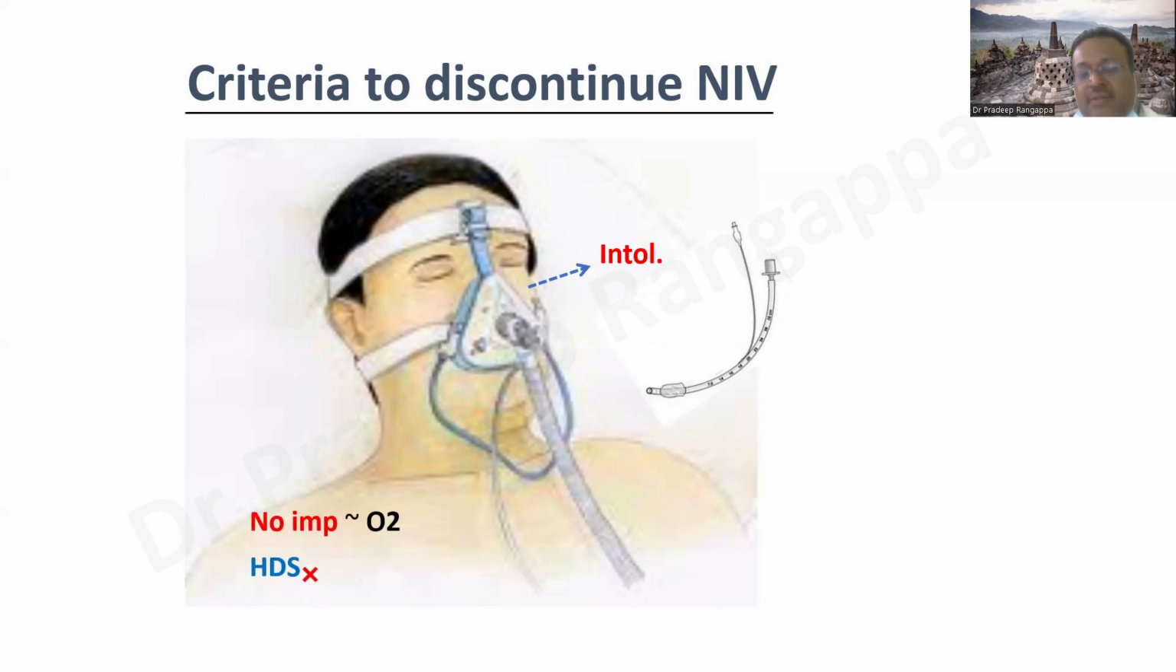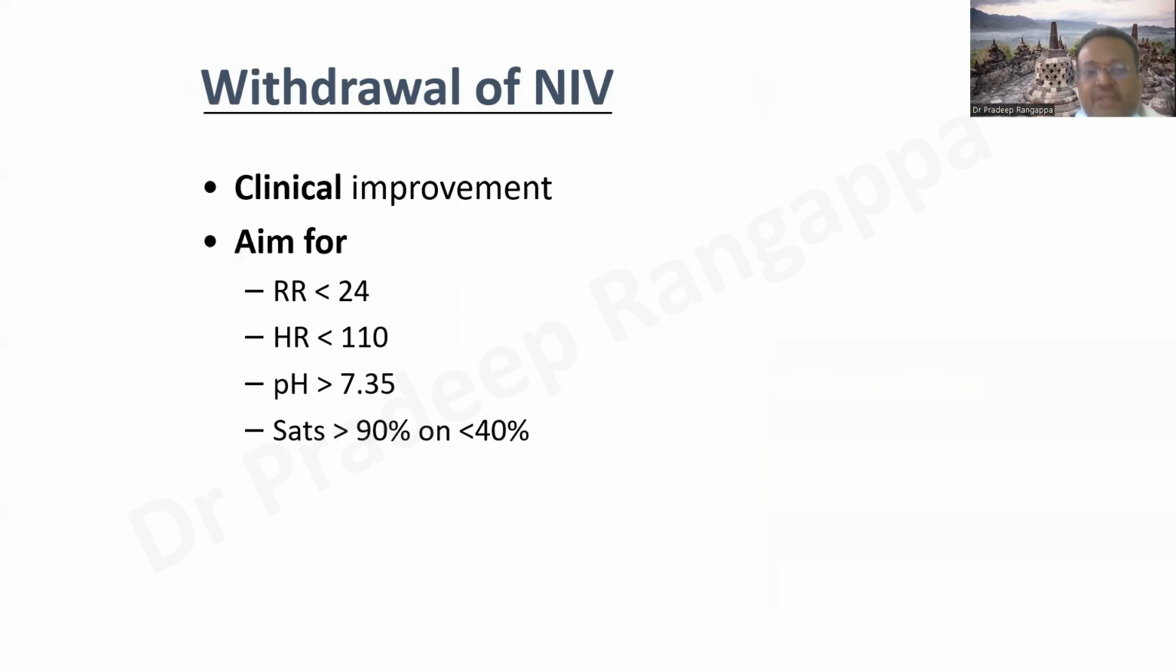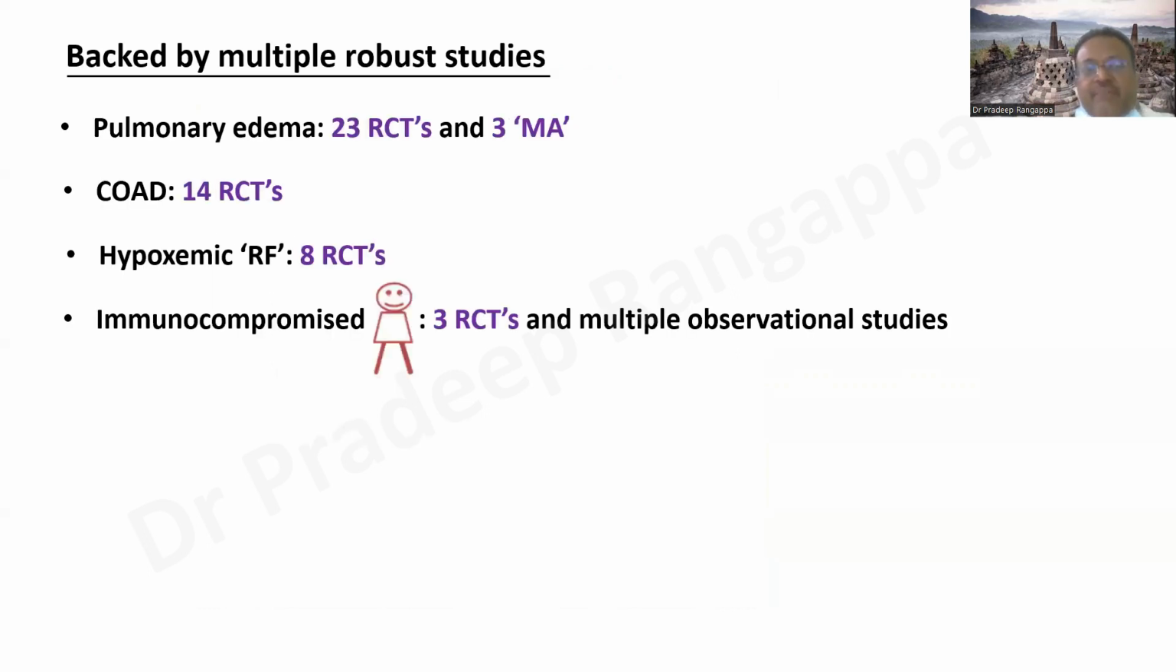Or there is no improvement in the oxygenation, or the patient is getting more and more hemodynamically unstable, or cardiac dysrhythmias are setting in. This becomes a very difficult situation to manage with NIV, and many times we may have to move towards intubation. For clinical improvement, one has to look for the tachypnea settling, tachycardia settling, pH improving, and saturation more than 90% on FiO2 of 40%, and so on. At that point of time, you can think of weaning the NIV.